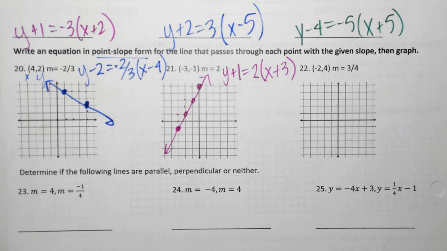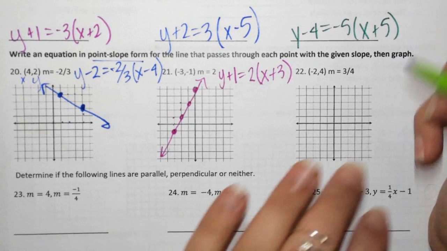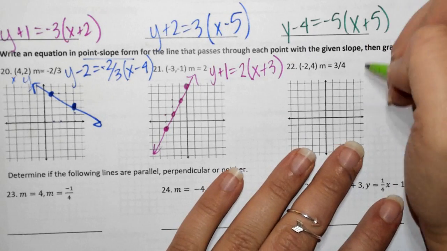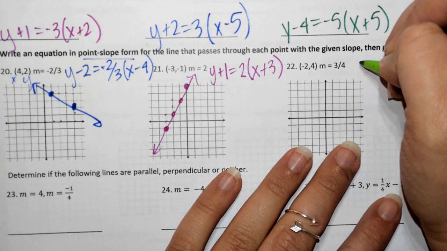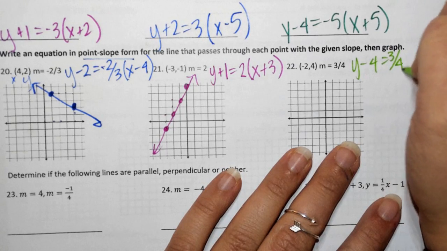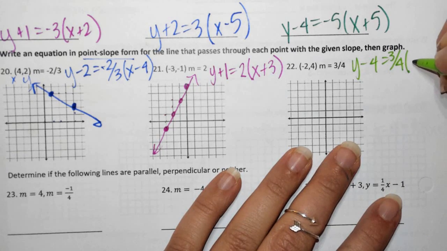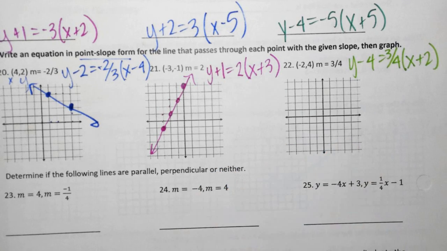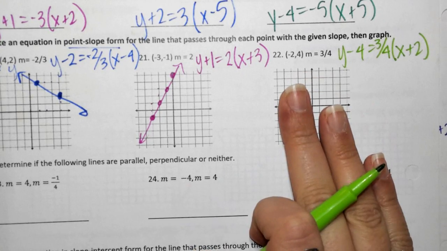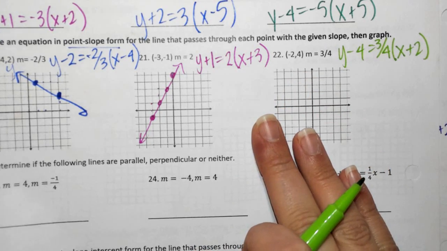All right, Braden, you think you can do the last one? Yes. All right. Y minus 4 equals 3 divided by 4, and then parentheses, x plus 2. Fantastic. Good job. All right, so we didn't do these last night, so you need to make sure that you're writing them down. You can get a point.